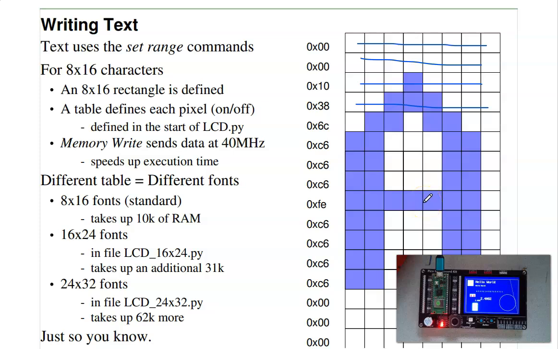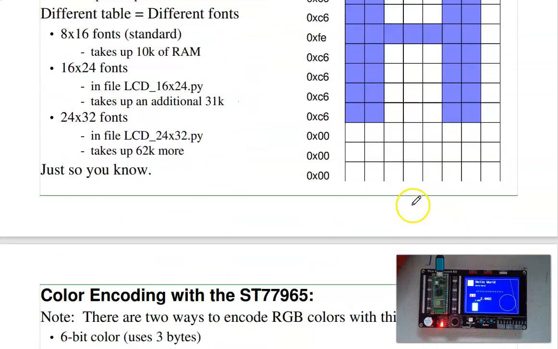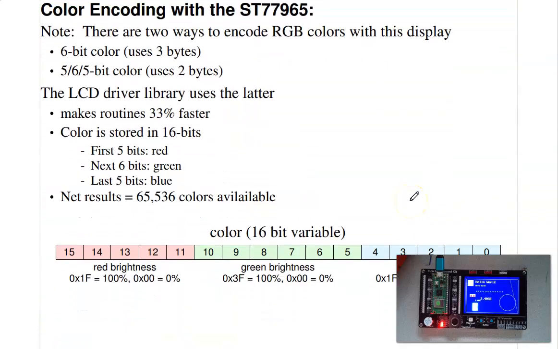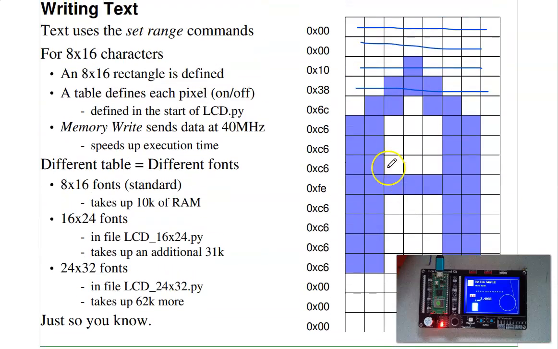Now there are a couple of different fonts in the LCD library. The main one is an 8 by 16 font that takes up 10K of RAM, and it's kind of blocky, but it's quick and doesn't take up a lot of memory. There's a 16 by 24 font, which is prettier, but takes up 31K. The font I really like is a 24 by 32 font, but that takes up half the memory of the processor, 62K. So maybe it's not such a good idea. But it is available just because I put it in there and didn't want to delete it. And these are available in different libraries.